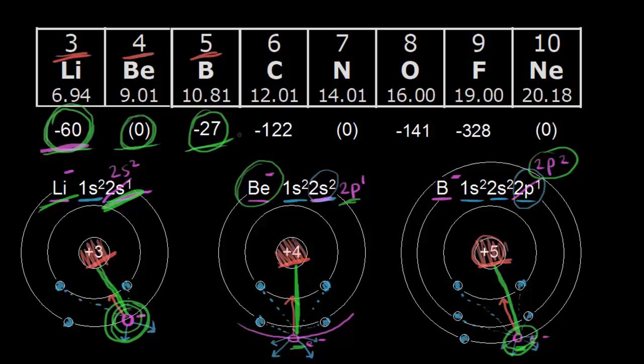In the next video, we'll cover the rest of the elements here in the second period. So we'll talk about carbon, nitrogen, oxygen, fluorine, and neon.